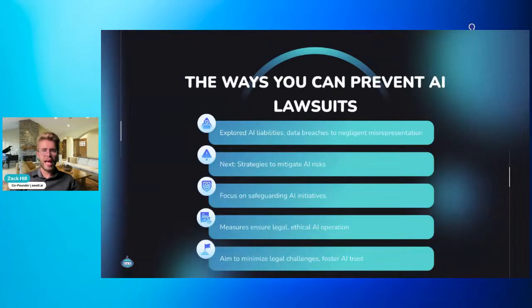So having explored how AI can expose organizations to liability from data breaches to negligent misrepresentation, let's shift our focus towards actionable steps to mitigate these risks. So the following slides will delve into practical and effective strategies to safeguard your AI initiatives. Now, by implementing these measures, you can ensure AI applications operate within legal and ethical frameworks, minimizing potential legal challenges and fostering trust in AI-driven solutions.